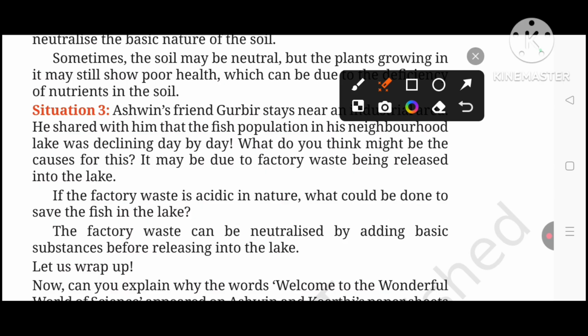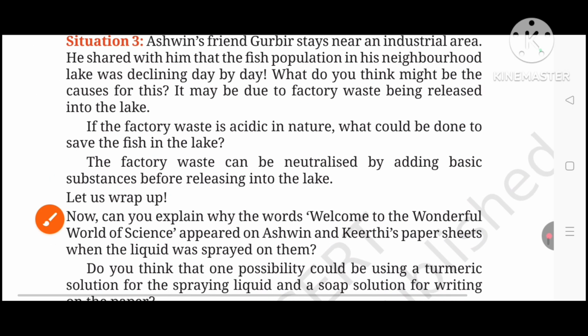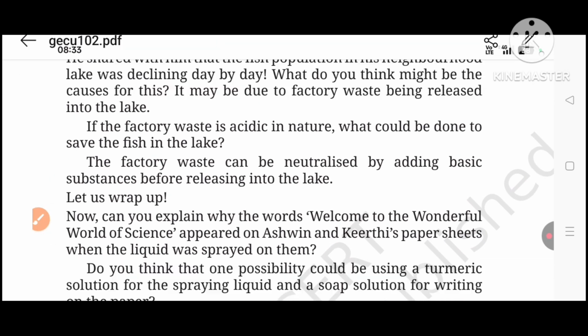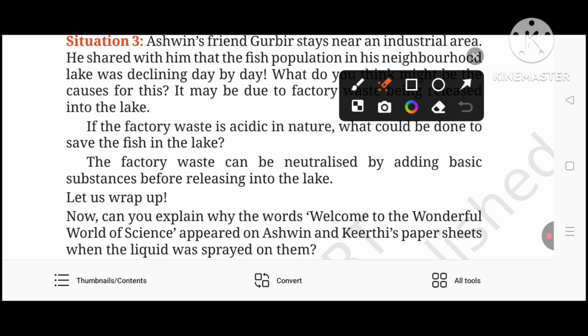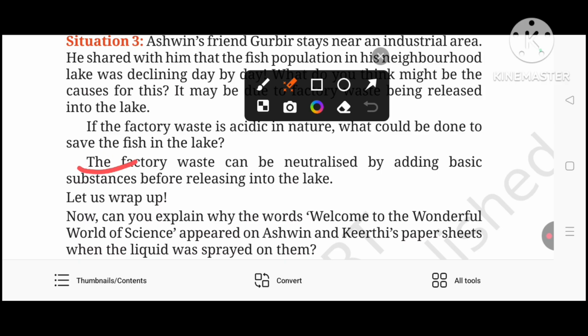Yes, many factories release the waste products of their factories into lakes and rivers. If the factory waste is acidic in nature, it harms the fish. What could be done to save the fish in the lake? The factory waste can be neutralized. If the waste from the factory is acidic in nature, then it can be neutralized by adding basic substances before releasing it into the lake.